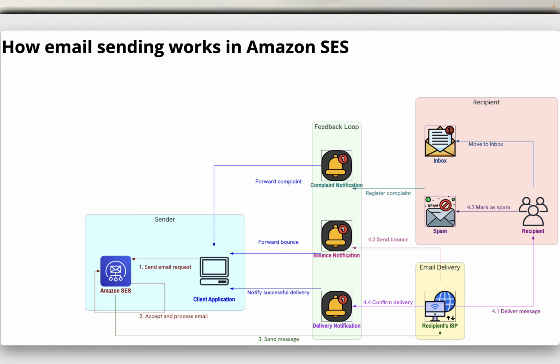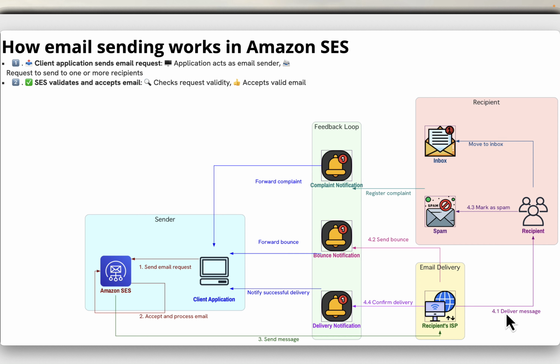So how does email sending work in Amazon SES? First, a client application acting as an email sender makes a request to SES to send email to one or more recipients. So the first step is the send email request. If the request is valid, SES accepts the email. So this flow is accept and process email.